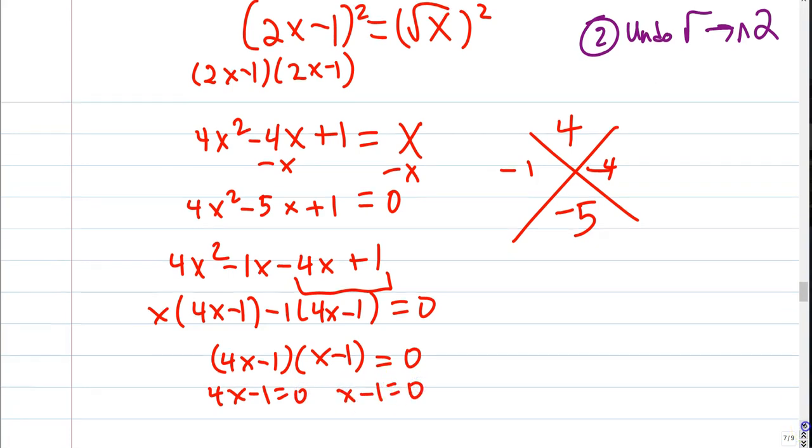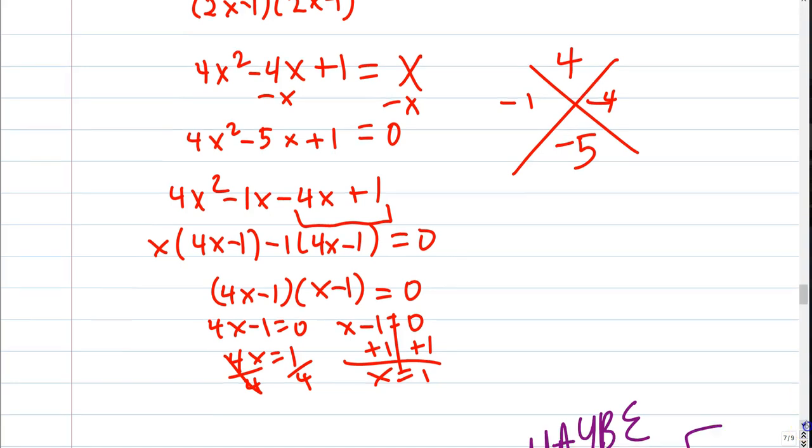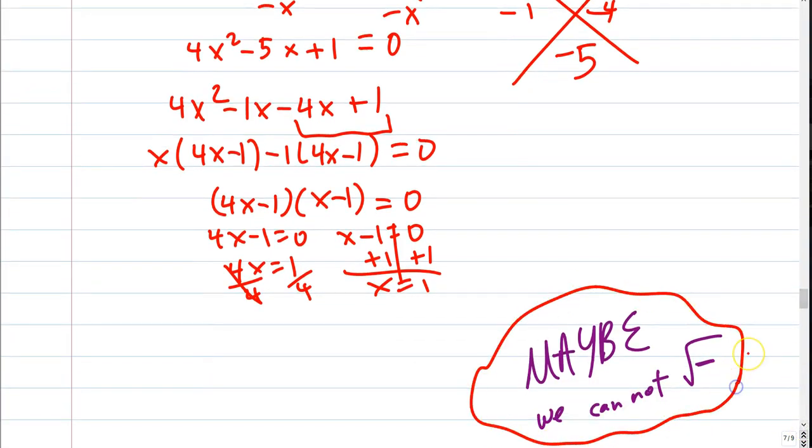On the first one, we're going to add the 1, so that 4x equals 1 over 4. On the second one, we're going to add 1, get x equals 1. Maybe, okay? Keep in mind, we were dealing with a rational equation. What does that mean? We cannot have a negative.